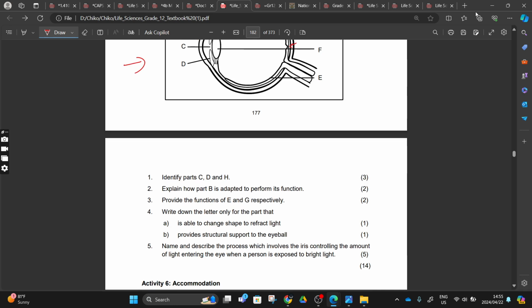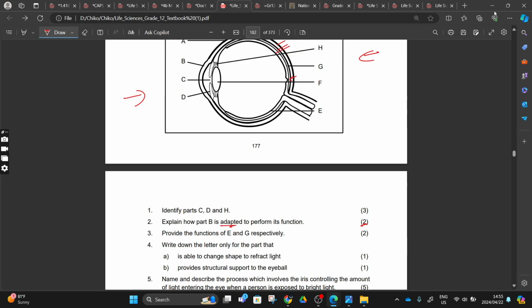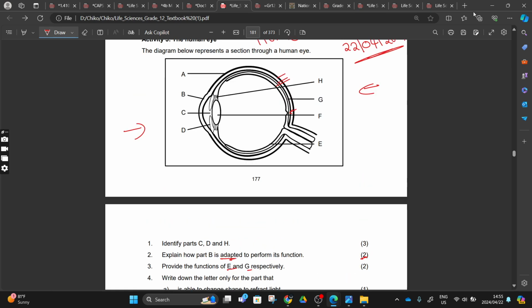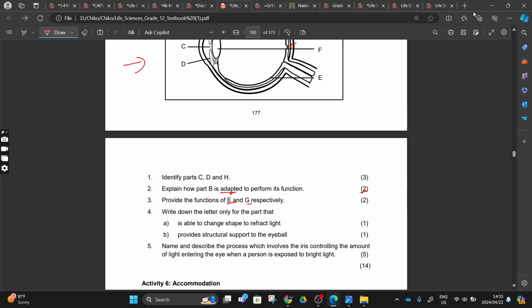So this will be the question: identify part C, D, E, explain how part B is adapted to perform its function, provide 2 marks here. Part B, where is part B? You see part B, it's the cornea, where now you will tell how this is adapted, right, from white to transparent, right? But provide the function of E and F. Where is E and F? You see E, the inner layer, and the F there, it will be our object before our iris.